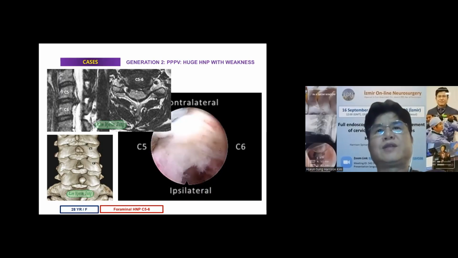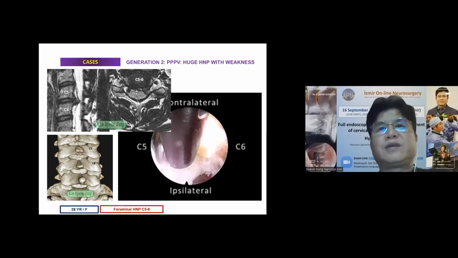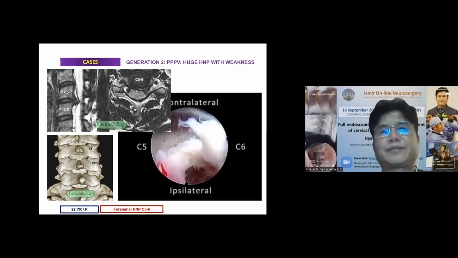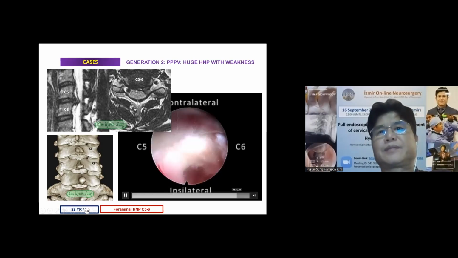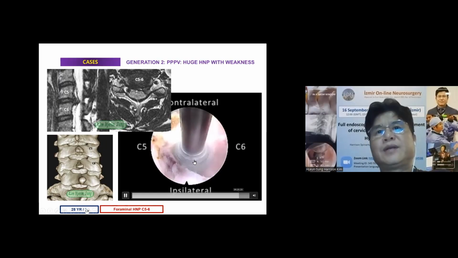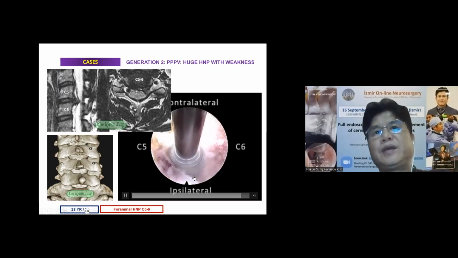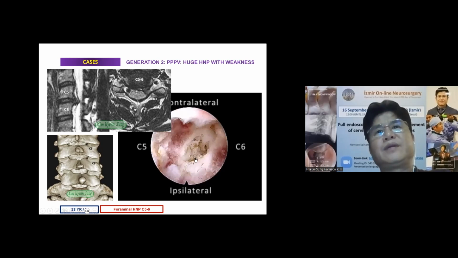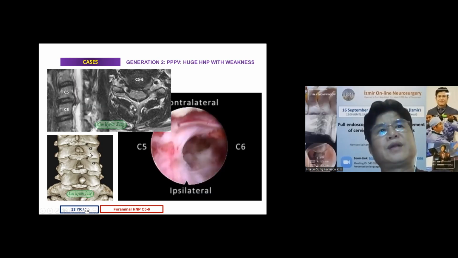Then you can see the protruded, ruptured disc here. And additional partial vertebrotomy done, and then finally near complete decompression to here like this.